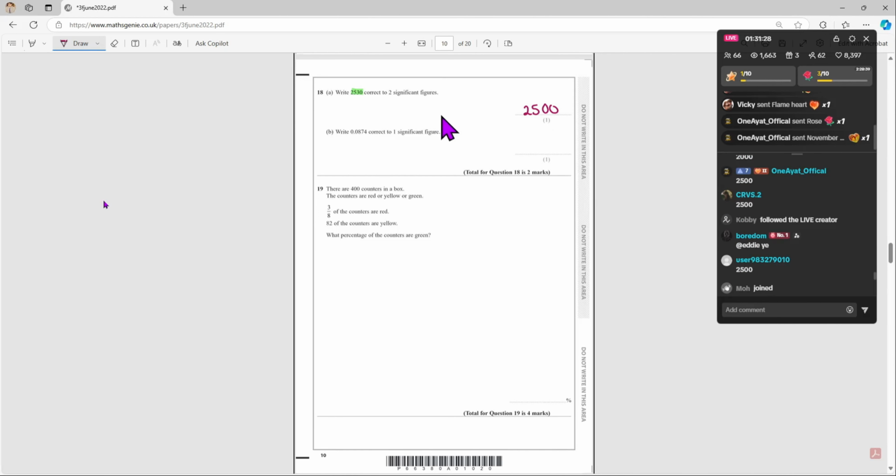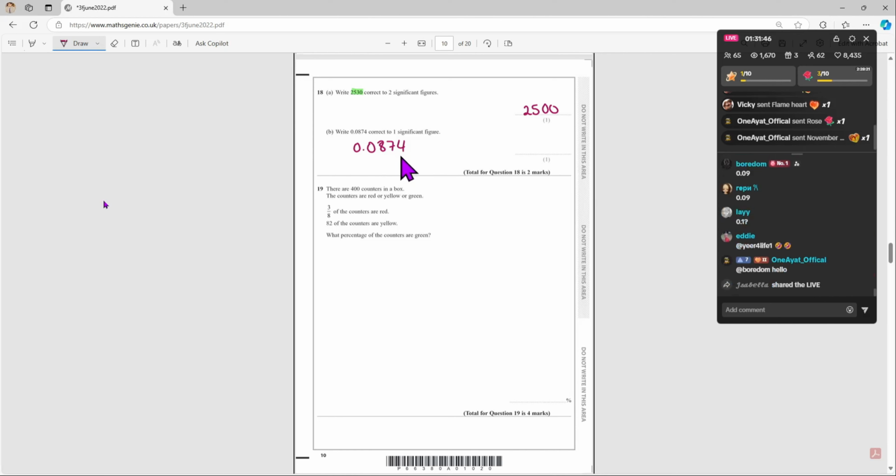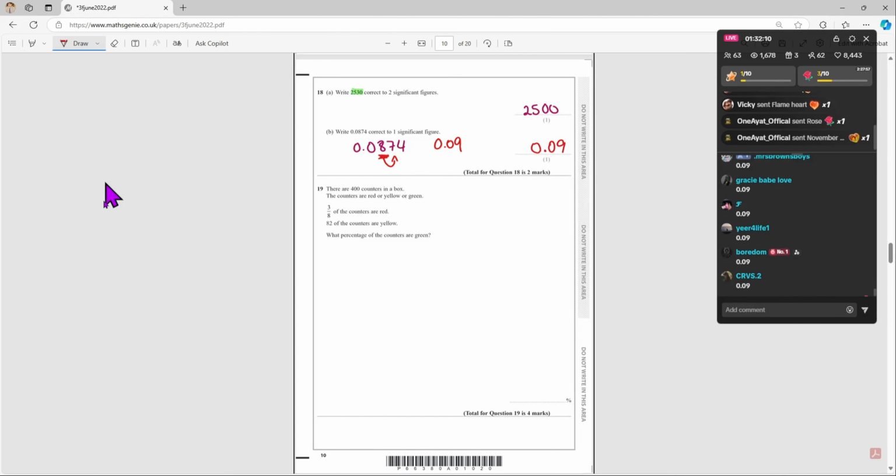And the next one, guys, is 0.0874 correct to 1 significant figure. What you would do is look at your first significant figure. Your first significant figure is this 8 right here. We need to round it. You're going to look at its neighbor. Its neighbor is 7. So you round the first significant figure up, which will give you 0.09, which is your answer. Okay? 0.09 is your answer.